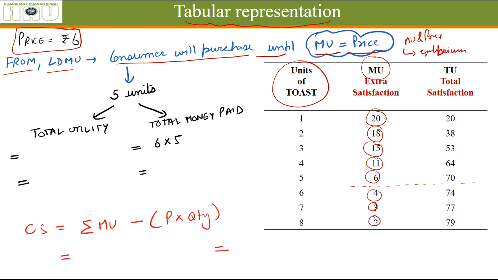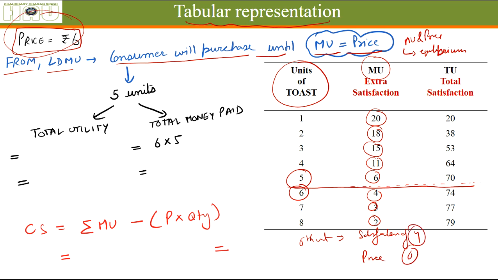So when the price is 6, in any case he is not going to buy more than 5 units of toast, because the sixth unit gives him satisfaction of 4, but the price is 6. In any case he is not going to pay for more than what he is getting. So he is not going to buy the sixth unit; he is going to buy only 5 units. As we understood, marginal utility equals price at the fifth unit.